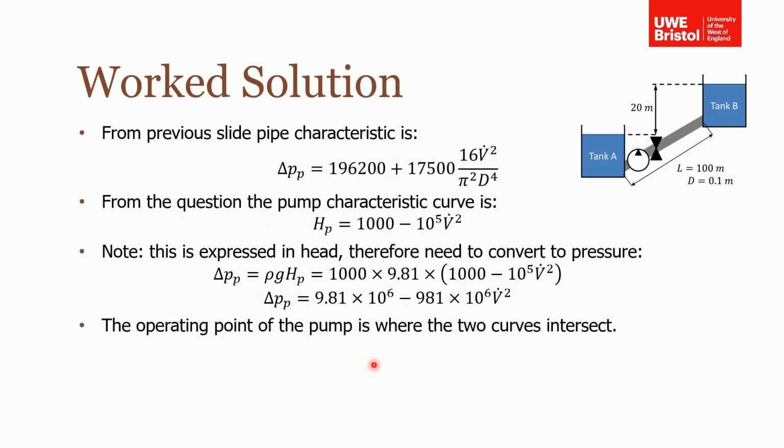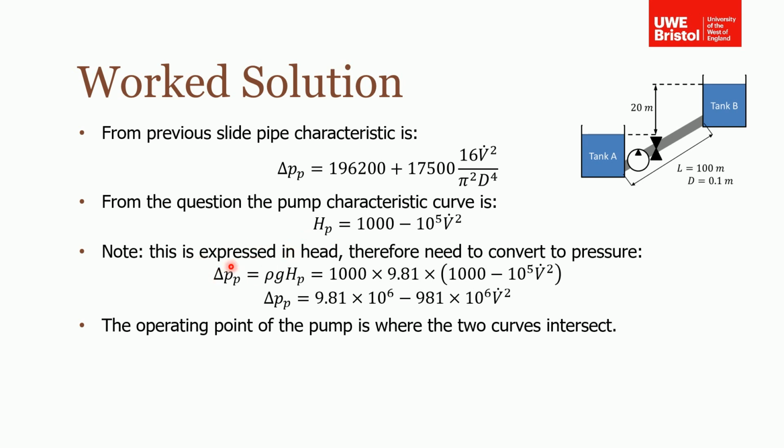Now remember, to find the operating point of the pump, that operating point is where the pipe characteristic curve and the pump characteristic curve intersect. We've got our pipe characteristic curve, but just note here, the units of this equation is in pascals. And we do have the pump characteristic curve, we were given that in the question. But as I said at the beginning, this is in terms of head, in terms of meters. So we just need to get these into common units. So you could do it either way. You could either divide this equation by rho g to get this into head, or times this equation by rho g to get it into pascals. So I've chosen to do it that way.